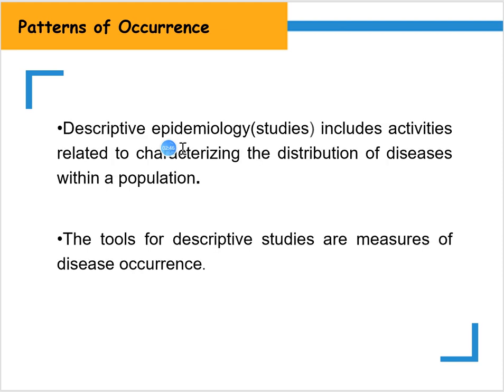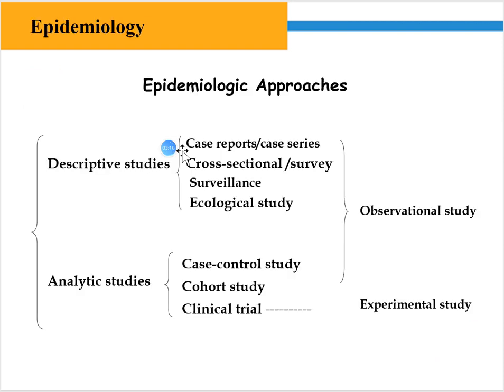Descriptive studies can be used to describe the pattern or distribution of tuberculosis, including activities related to characterizing the distribution of diseases in a population. The tools for descriptive studies are measures of disease occurrence, such as incidence rate, prevalence rate, mortality rate, and case fatality rate, etc. Let's review epidemiological approaches.